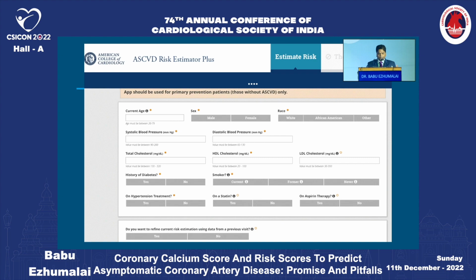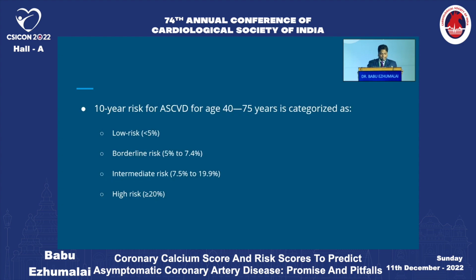These are the parameters: age, sex, race, and even systolic and diastolic BP are included. Total cholesterol, HDL, and LDL cholesterol are included here, which was not there in the Framingham risk score. And history of diabetes, smoking, and hypertension, statin and aspirin therapy. All those things are included here. And as I showed initially in the flow chart, low risk is less than 5%, then borderline risk, intermediate risk, and high risk more than 20%.